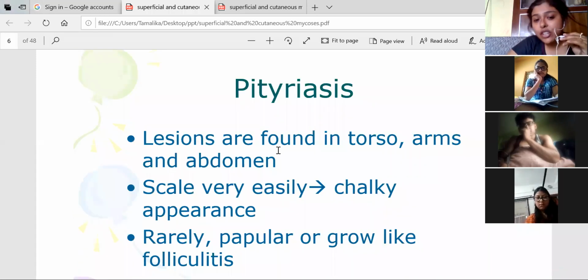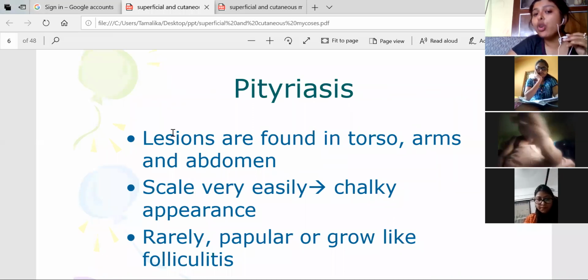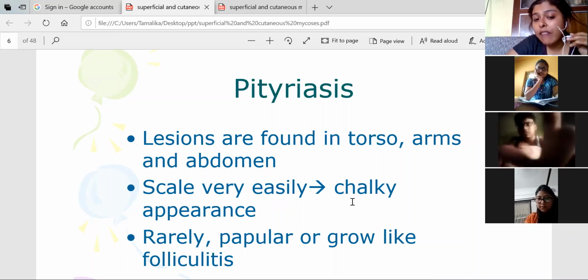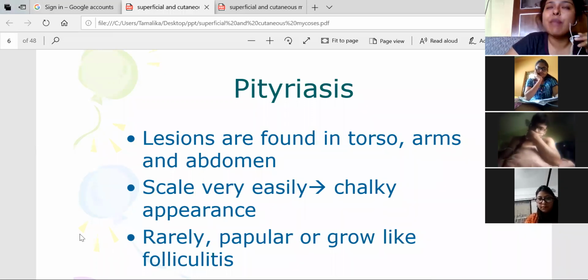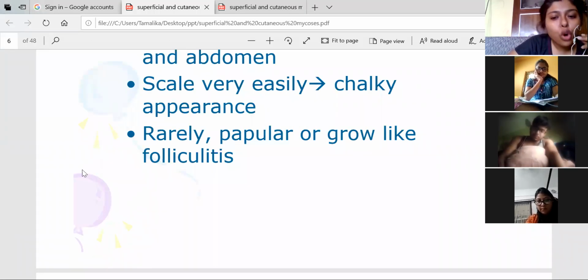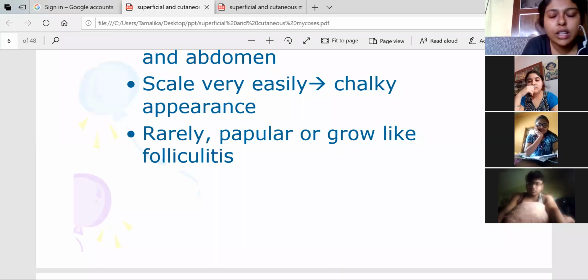Next, lesions are also found. This type of lesions are found in torso, in the arm, and in the abdomen. Sometimes you have a chalky appearance because scales come out of the skin. So as the scale comes out, your skin will become chalky. So that is your chalky appearance. And rarely papular or folliculitis. Now folliculitis is the inflammation of the hair follicles. You know that a severe devastating infection can happen if you don't treat folliculitis. But they rarely produce folliculitis.